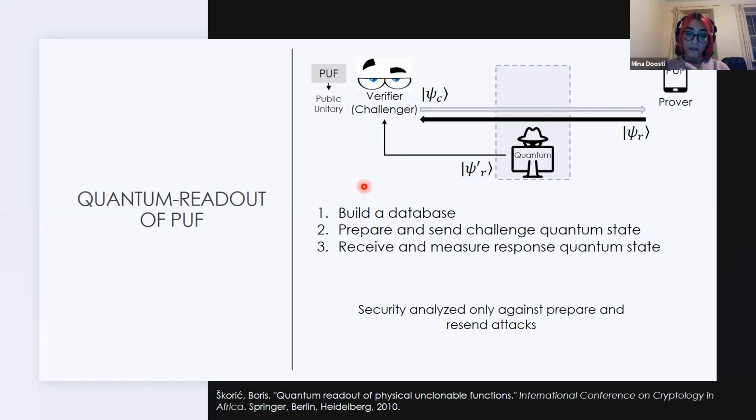But there are several issues with this kind of PUF. First of all, the security framework is not formally defined. More importantly, these are only studied against pre-prepared attacks. If you allow the quantum adversary to have access to a quantum computer or have quantum capability, because the unitary is public, the adversary can just run the unitary. Hence these will not be secure.